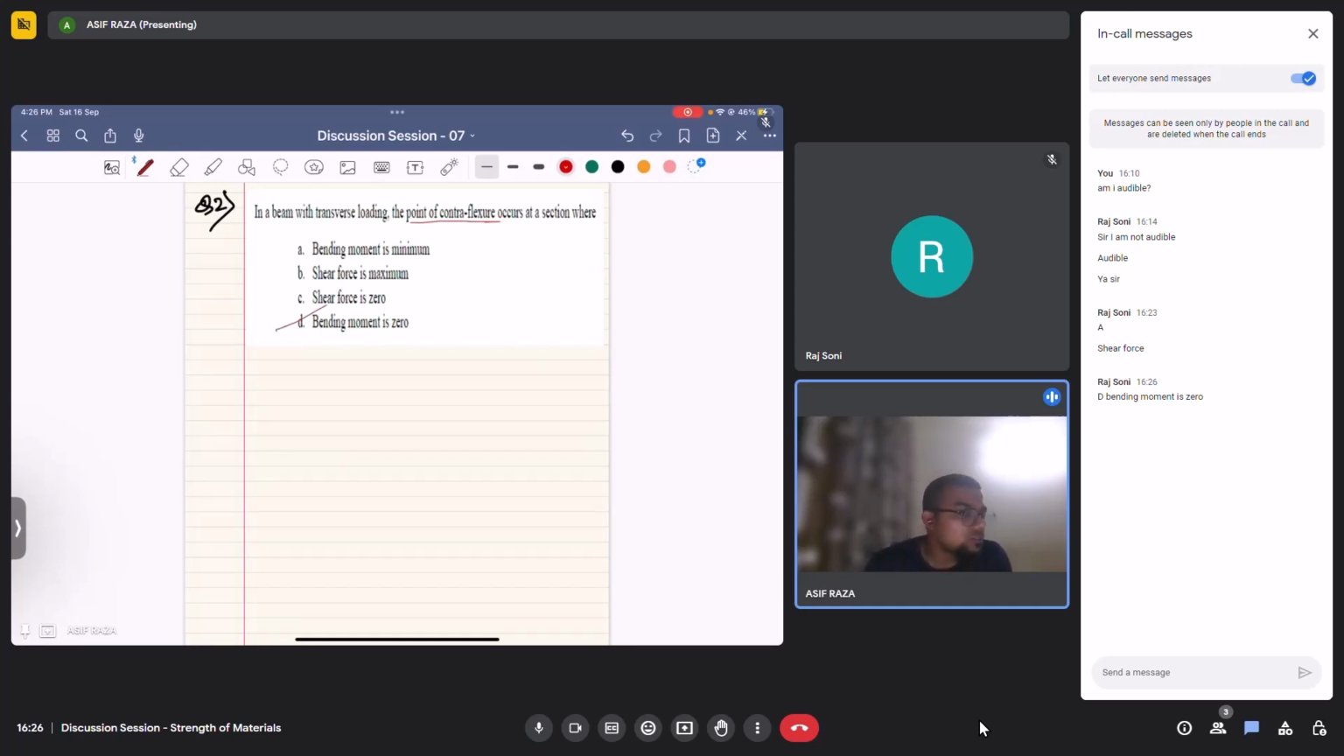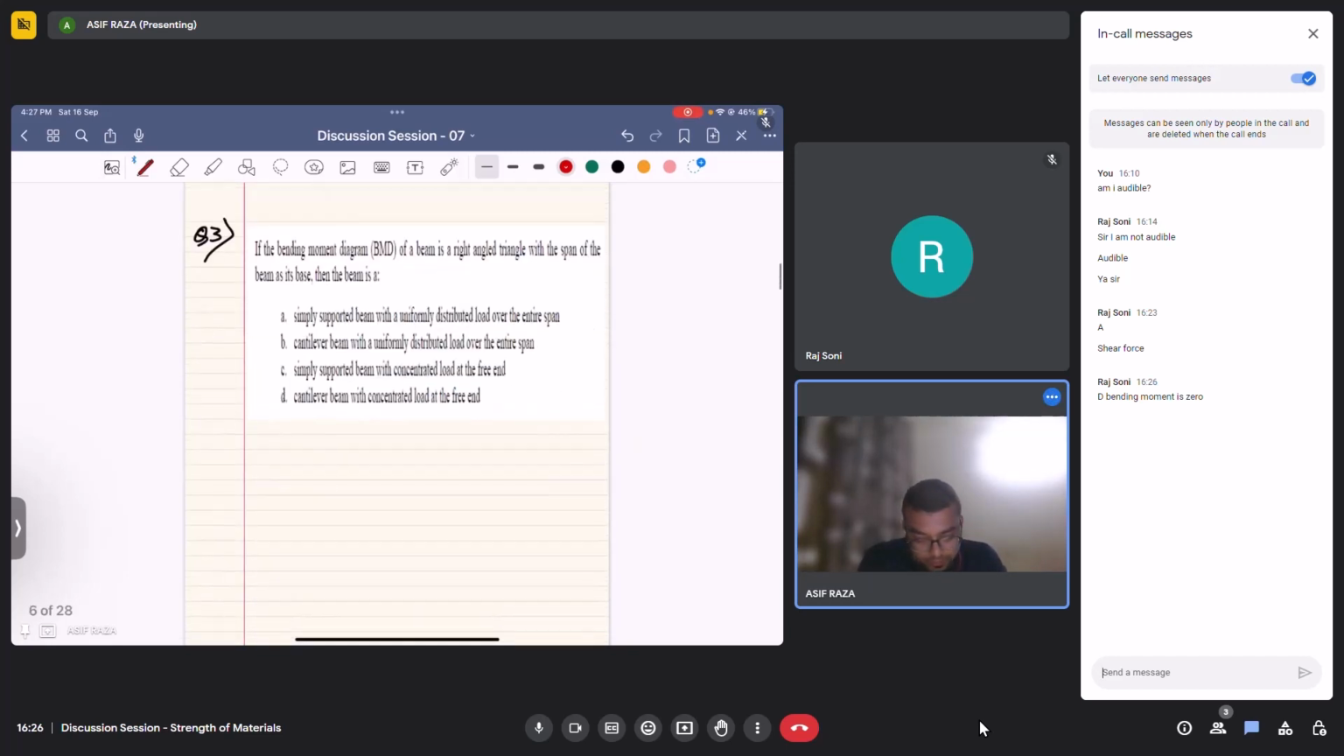If you observe the statement itself, this is contraflexure. Flexure implies bending, and contra means something contradictory. So the point of contraflexure is at that point where my bending moment changes its sign, either from positive to negative or negative to positive. So that would occur when my bending moment is 0. Okay. So yeah, we got it correct. Moving on to the next question.